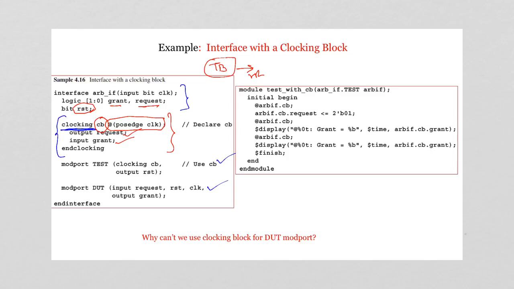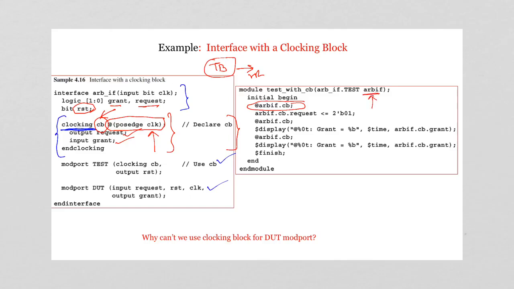This is the declaration of the clocking block. Whenever you are now using the clock in the test bench program, you must use this clocking block name instead of the original clock. How are you going to use it? Like this: @arbitif.cb, where arbitif is the interface name.